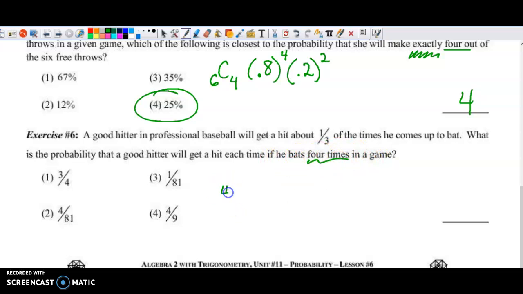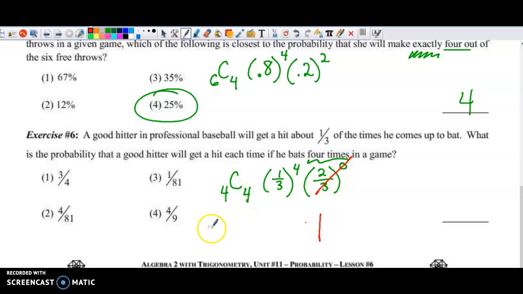So we have 4 at-bats, and we want to hit each time. So what that means is the 1/3 would be taken to the 4th power. Now let's think about it for a second. Is then the failure would be to the 0 power. Now don't freak out, because when you see that 0 power, remember anything to the 0 power is equal to 1.